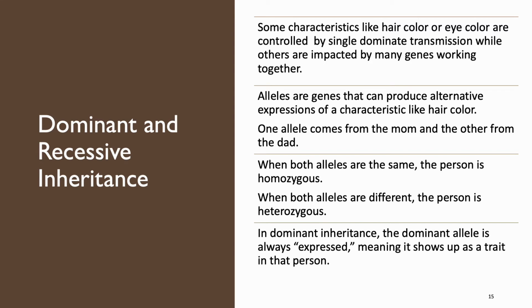One allele comes from the mom and the other from the dad. When both of the alleles are the same, the person is homozygous. When both alleles are different, the person is heterozygous. In dominant inheritance, the dominant allele is always expressed, meaning it shows up as a trait in that person.